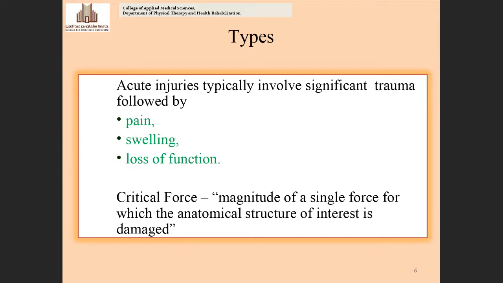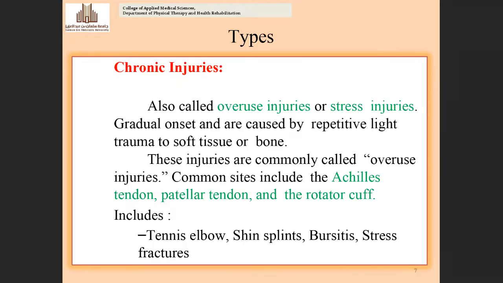The critical force is the magnitude of a single force for which the anatomical structure is damaged, right? So if the intensity or the magnitude of the force is more than that force, there is a chance of injury, or there is a chance of damage to these structures. So these are the important clinical features in cases of acute injury.